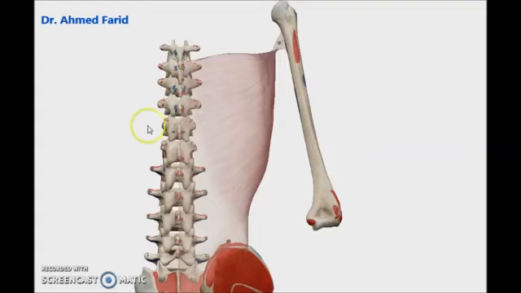And because it's inserted into the front of the humerus, it will make medial rotation. And because it's coming from medial to lateral, it will make adduction of the humerus.